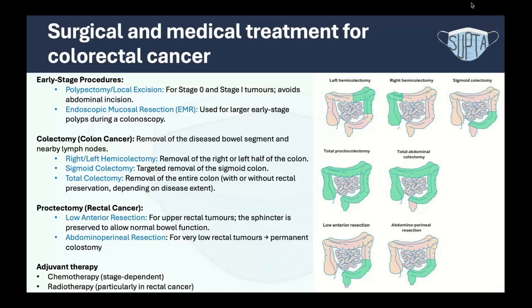For very low rectal tumors, particularly those that are very close to the anal sphincters, an abdominoperineal resection might be done. And finally, we can also give them chemotherapy or radiotherapy to enhance the effectiveness of the surgery and to prevent any recurrence.